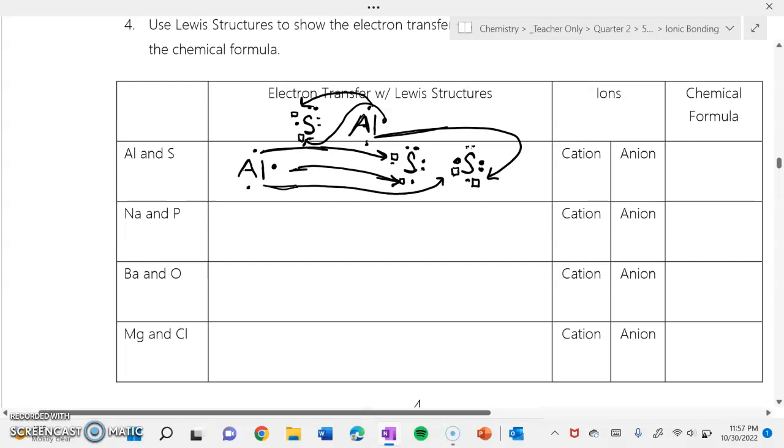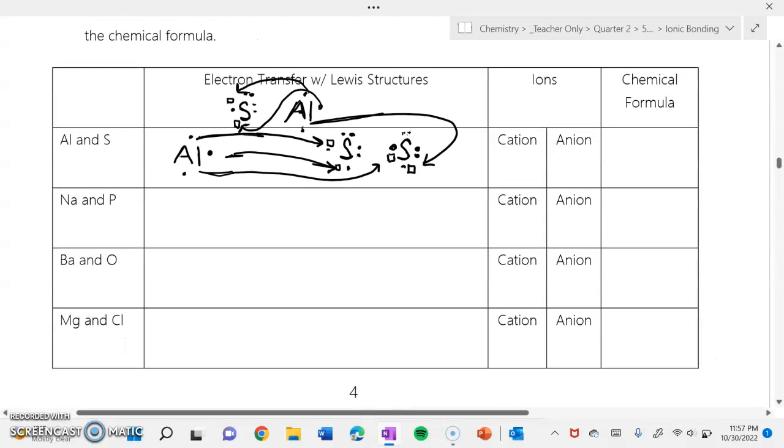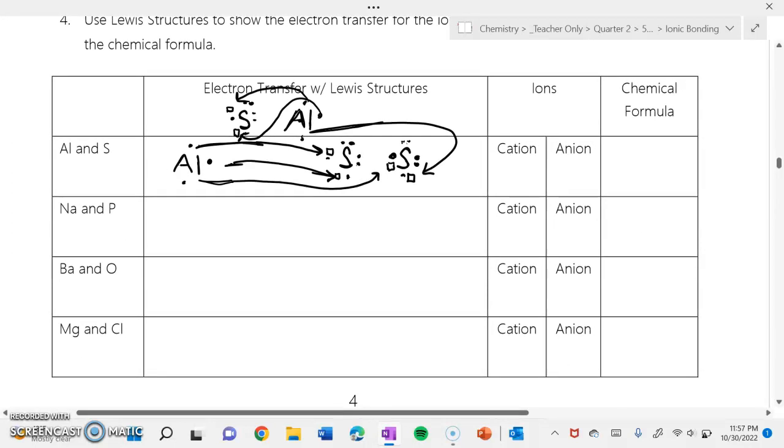Kind of thinking about least common multiple, if you like to think about math: aluminum each needed to give 3, sulfur each needed to gain 2. So between the 2, they had to do a swap of 6. In order to do that, it required 2 aluminums and 3 sulfurs. Okay? So our ionic compound this time is going to have 2 aluminums in the chemical formula and 3 sulfurs.